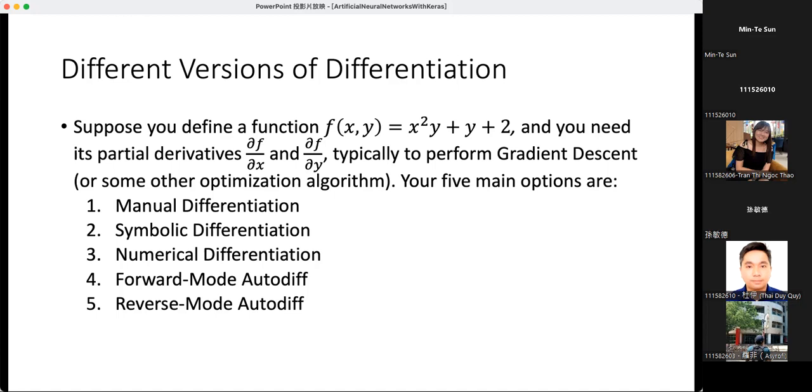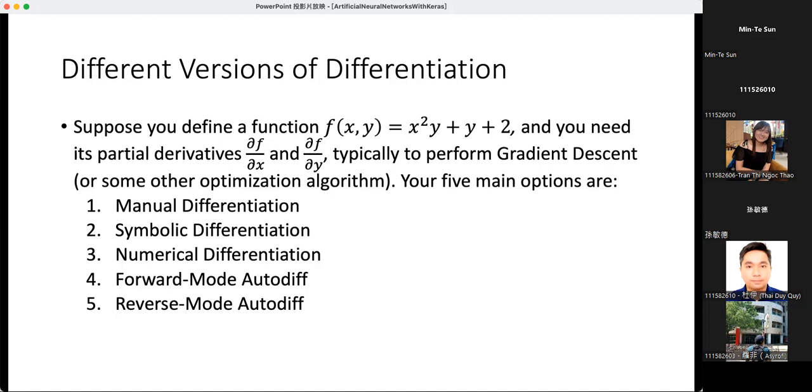What reverse mode autodiff is, basically, is a differentiation technique. Since it's a differentiation technique, it's probably a good time to talk about different differentiation techniques. Suppose you have a function f(x, y) = x^2 y + y + 2, and you want to do partial derivatives.